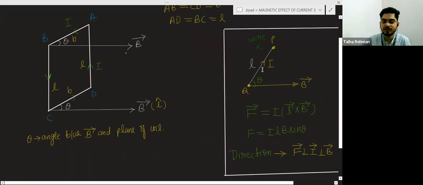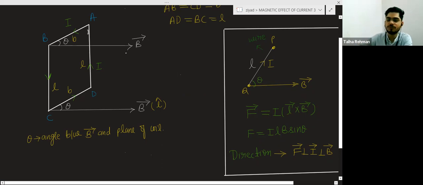Force on a current carrying wire. See this coil, in this coil there is a current I, and we can divide this coil into 4 wires: wire AB, BC, CD and DA. What we are doing is calculating the total force on this coil by dividing it into 4 wires.